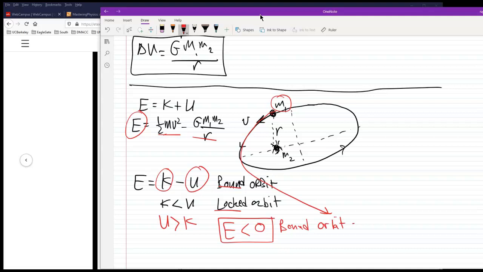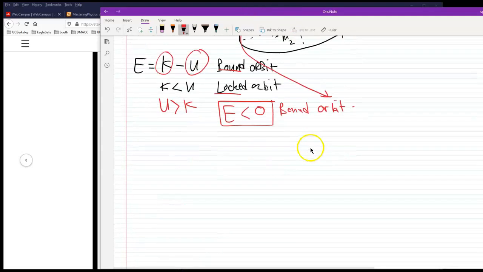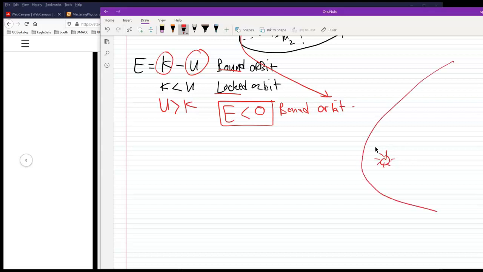Okay? So negative total energy is a condition for a bound orbit. Now, let's say you have the Sun, and a rock coming from really far away, and it comes to it, goes around it, and then shoots back to infinity. It's coming from infinity. It happens all the time, or around Jupiter or something like that. Well, it's an orbit, all right.